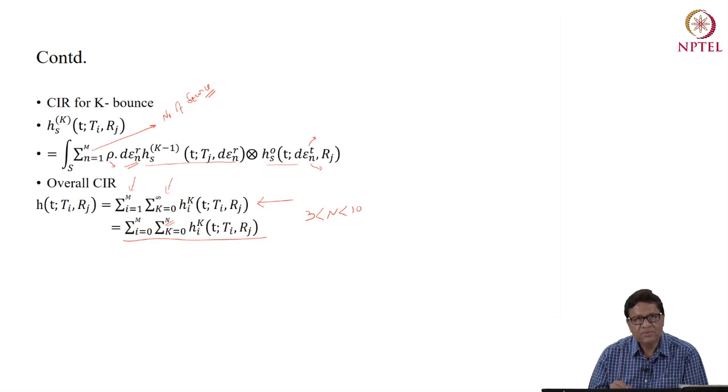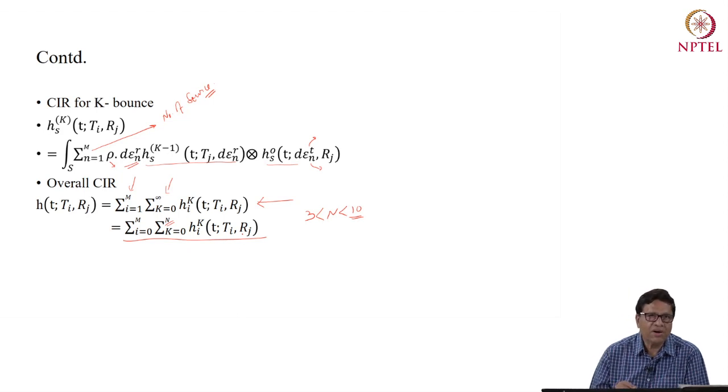Up to 3 reflections, there will be some contribution to the channel impulse response. Beyond 3, it is negligible. But if you want an accurate value of the channel impulse response, one can go up to 10. And H_ik is the impulse response of the kth reflection from Ti to Rj. So this is the overall channel response for multiple sources and a single receiver.